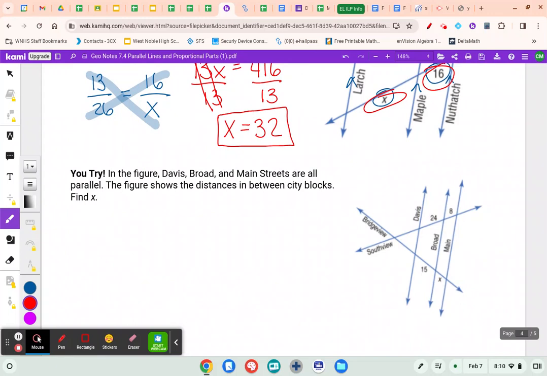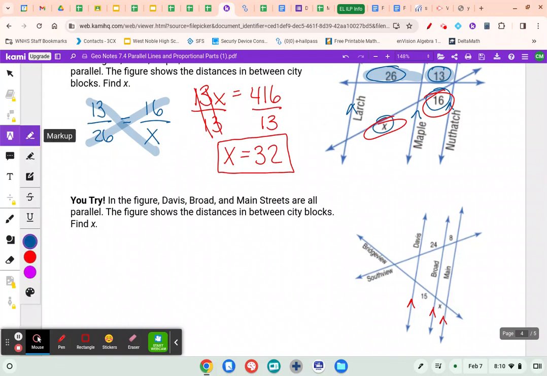All right, hopefully it was paused for long enough. Let's take a look at it. In the figure, Davis, Broad, and Main Streets are all parallel. Mark it. Davis, Broad, Main Streets. The figure shows the distances in between city blocks. Find X. So, same idea. We don't have to look at a whole triangle or anything. This is really just parts of triangles. We can just match things up.